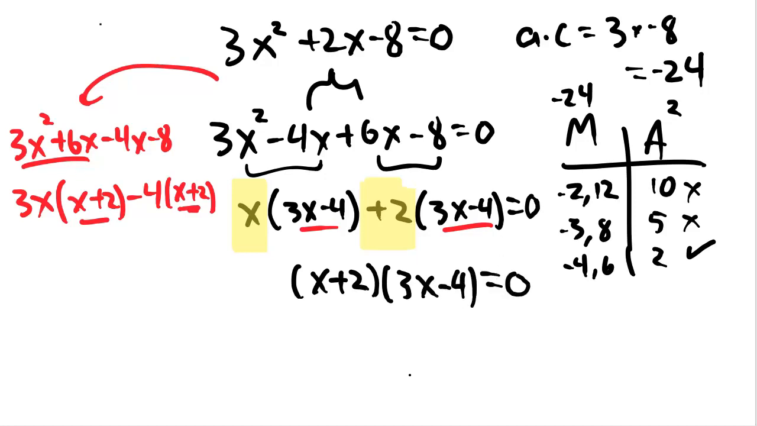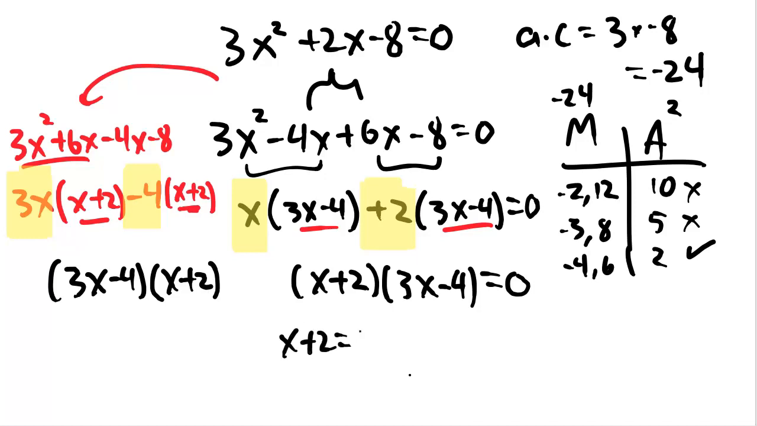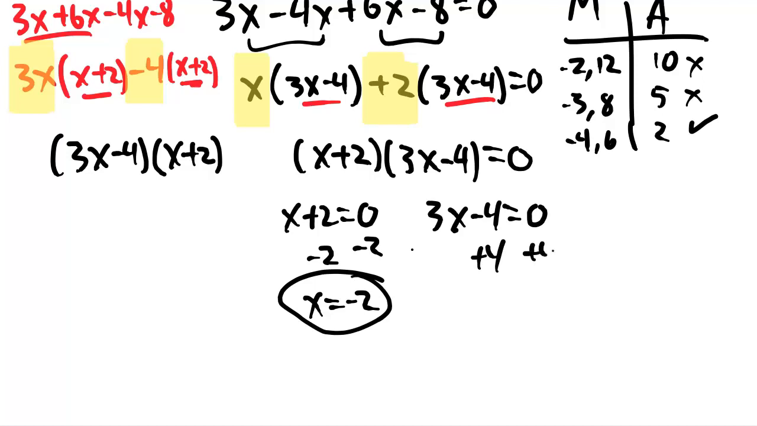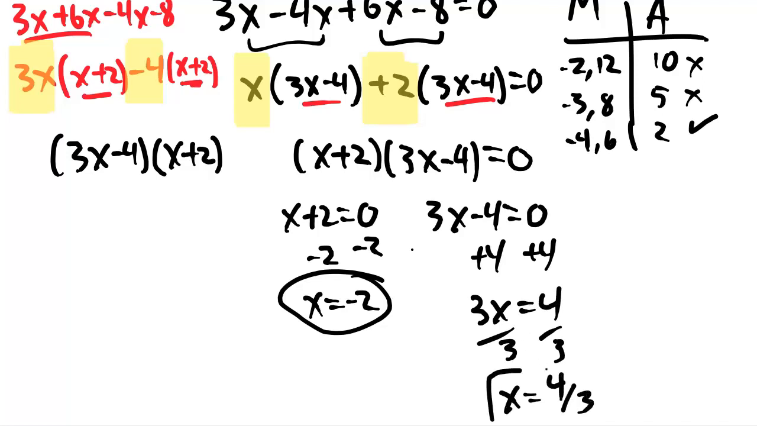Notice, this is really cool. This is why I love math. Check this out. Whoa, the 3x and the minus 4 become the same. 3x minus 4, x plus 2. These are the same equations, obviously just in a different order, right? So, final step, we've got x plus 2 equals 0 and 3x minus 4 equals 0. So, what's next? You subtract 2 from both sides. x equals negative 2. Add 4 to both sides. 3x equals 4. Then we divide by 3. x equals 4/3. You could get a decimal if you like. It's like 1.3333 repeating.